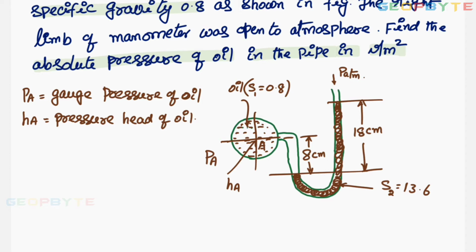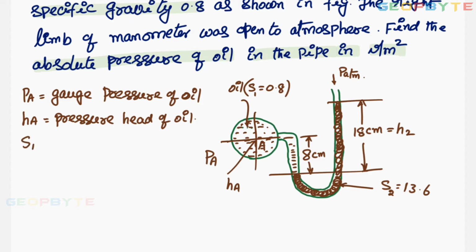Now look at the mercury height. Mercury is rising on the right side. It means definitely the pressure of the oil in the pipe is more than atmospheric pressure. Then only the mercury can rise in the right limb. We assume S2 is the specific gravity of the mercury, rising for a height of H2, and S1 is the specific gravity of the oil flowing through the pipe, occupying a height of H1.